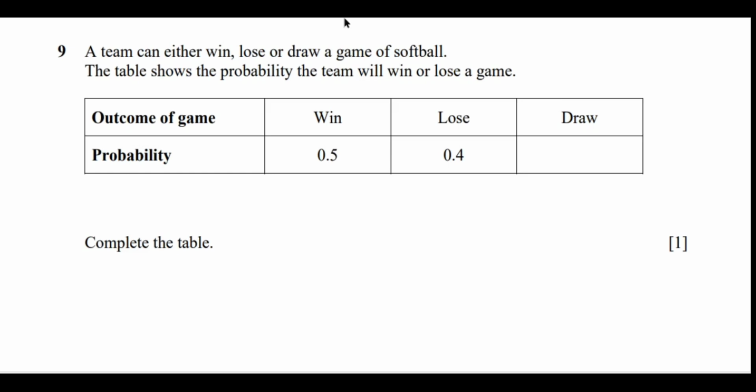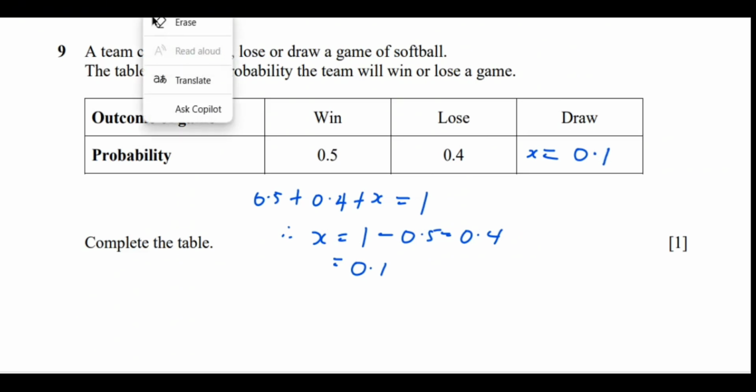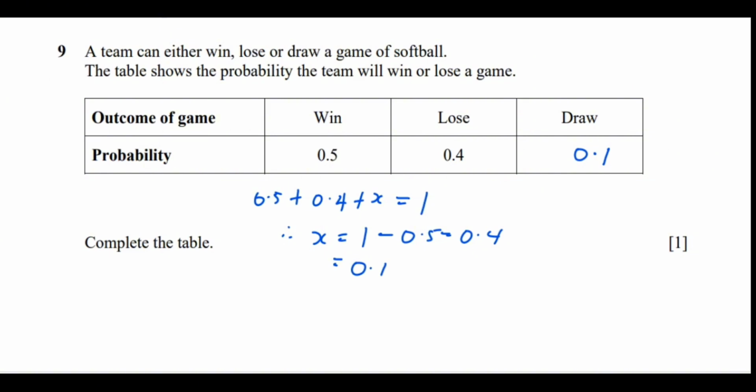Okay, now they ask us to complete the table. We know in probability that the sum of all possible outcomes will give you 1. So we have 0.5 plus 0.4 plus, let's call it x, will give us 1. So that means that x is equal to 1 minus 0.5 minus 0.4. So that will give us 0.1. So we can come here and write our 0.1, or rather, we can erase the x that we wrote previously and have our answer.